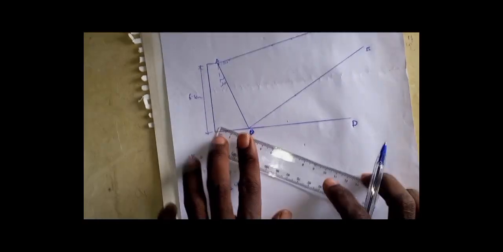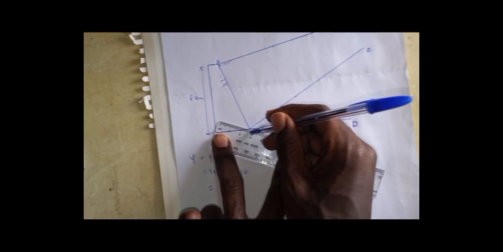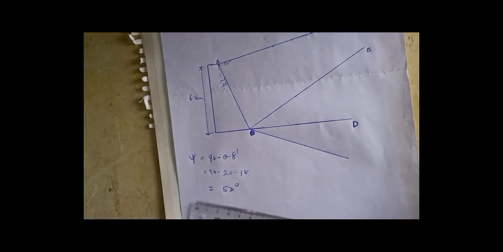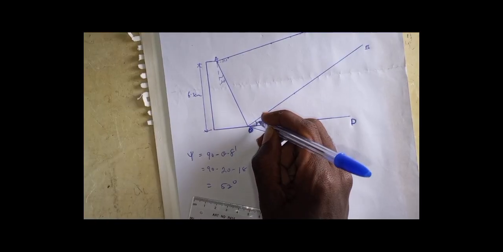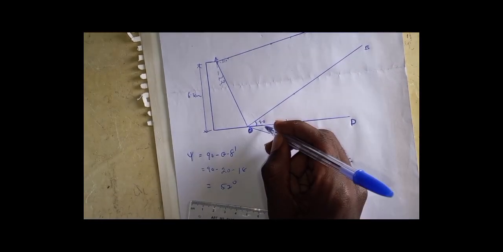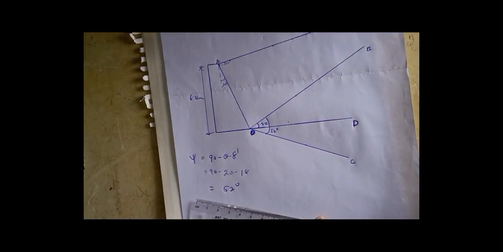Then I just draw a parallel line, a line to pass through it this way. And that gives me, let's say, OC. So I know that from here to here is 30 degrees, and from here to here is 52 degrees.